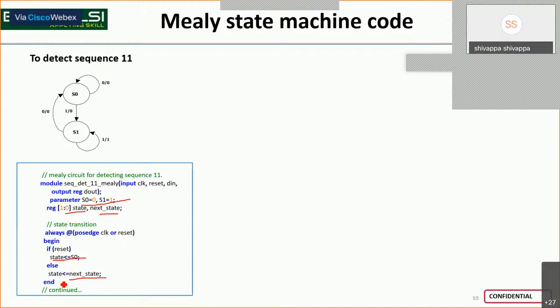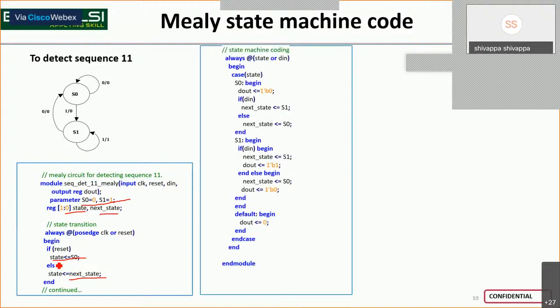This is another way of writing the code, where there is one always block for the state and one always block just for the state transition. And then here, whenever state changes or input changes, see this? This is the difference when you are writing the code for the Mealy circuit. Now in state S0, output is 0; if din is 1, then next state is S1, else it is S0. In S1, if din is 1, next state is S1, and output is 1.